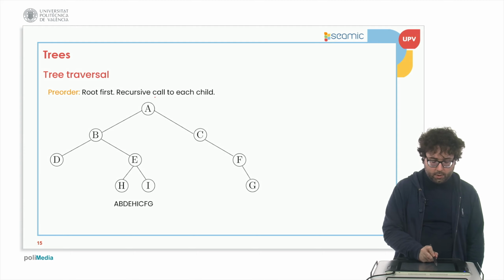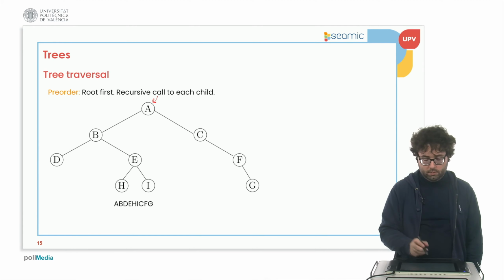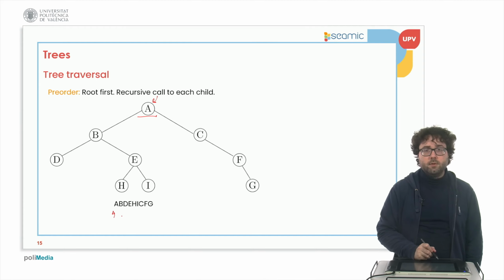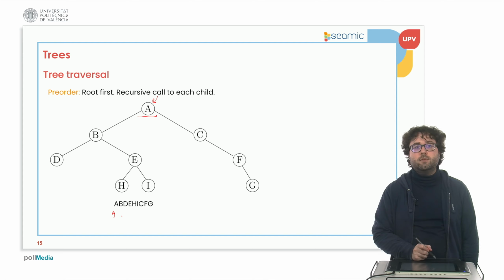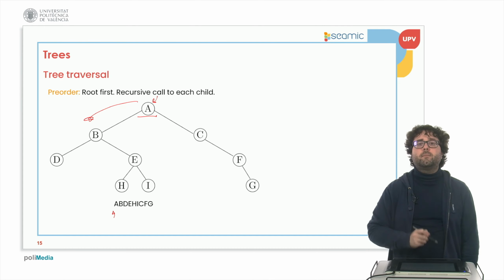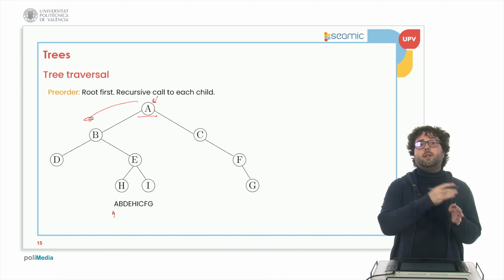So as always, we are going to start with the root. So we visited first the root. That's why the result starts with the node A, and make the first recursive call to the first children going from left to right.